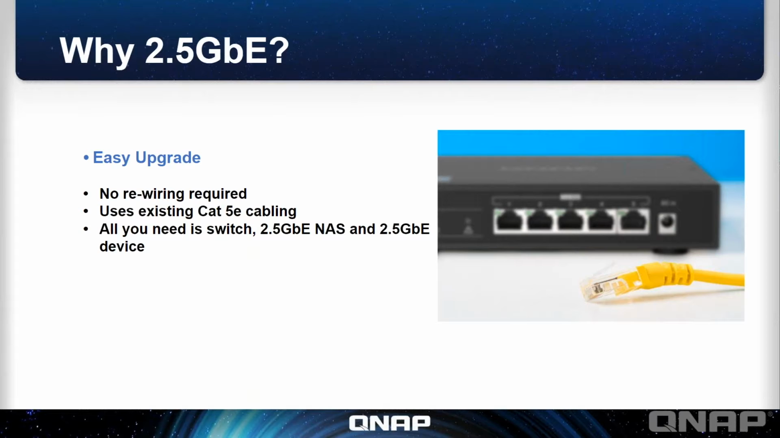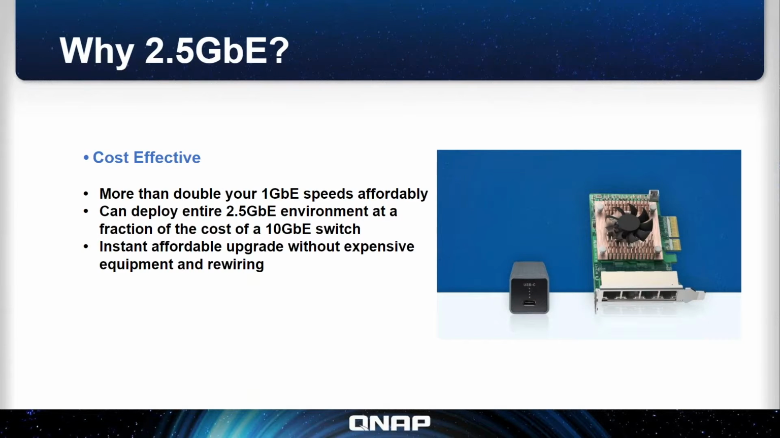Also cost effective. 10 gig cards and switches, though the prices have dropped in the past couple of years, are still a bit costly for most end users. With 2.5 gig, you can upgrade to a multi-gig switch and purchase a card if necessary for a fraction of the cost of a 10 gig switch. Also, as for the rewiring point I mentioned, you can use your existing Cat5e wiring without needing to upgrade. So again, it's a big cost advantage compared to upgrading to 10 gig and having to rewire everything to get full 10 gig speeds.